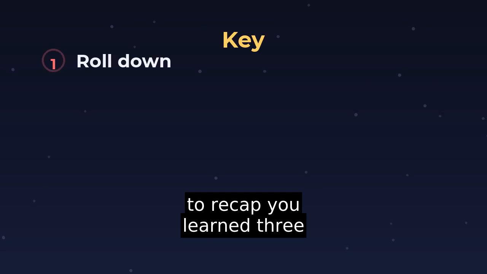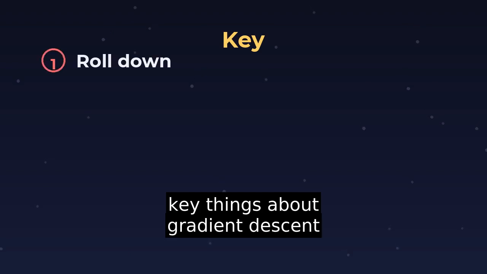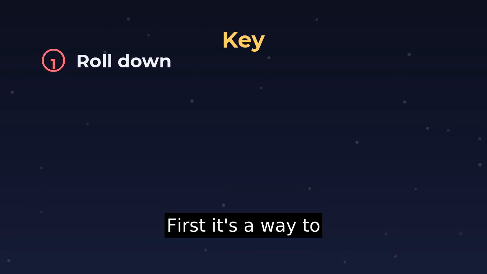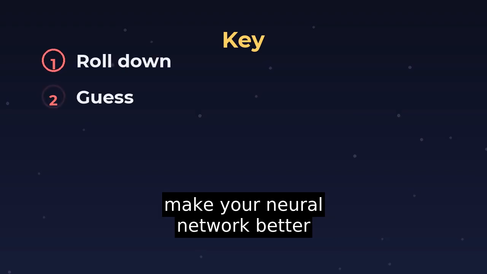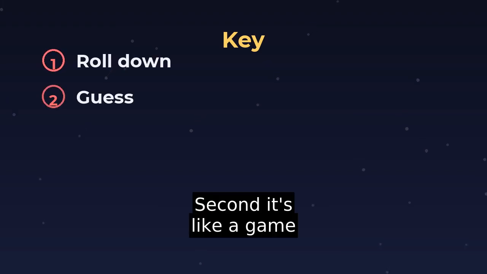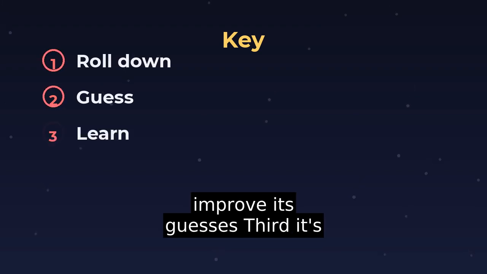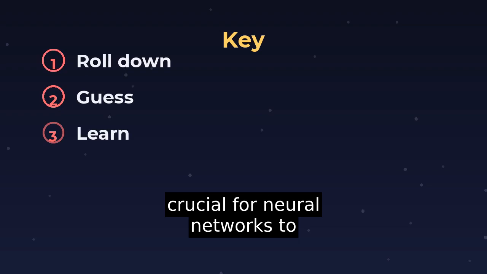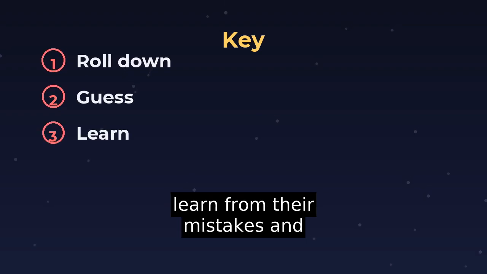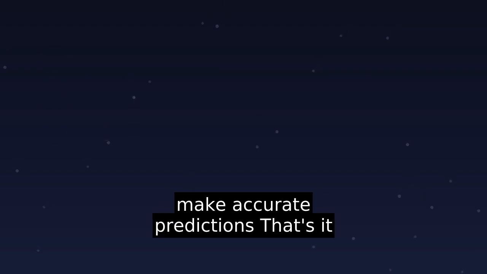So, to recap, you learned 3 key things about gradient descent. First, it's a way to roll down the hill to make your neural network better. Second, it's like a game of guess and check that the neural network plays to improve its guesses. Third, it's crucial for neural networks to learn from their mistakes and make accurate predictions.